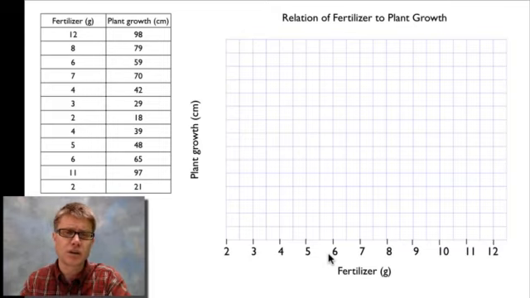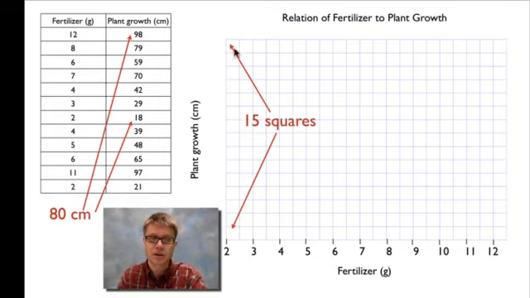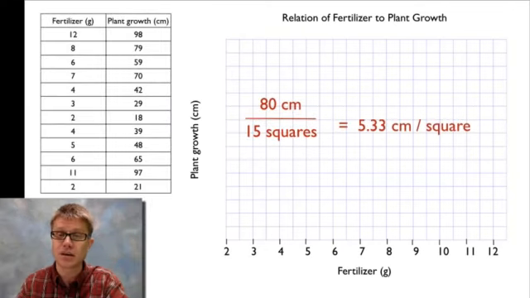Now let's go try and do the y-axis, or plant growth. I count 15 squares here on my graph paper, and I've got a range of 80 centimeters of plant growth. So likewise, I could divide that 80 centimeters by the number of squares, and that's going to give me 5.33 centimeters per square. So if I were to round down to 5, I wouldn't have enough room to put all of my data here on the side.